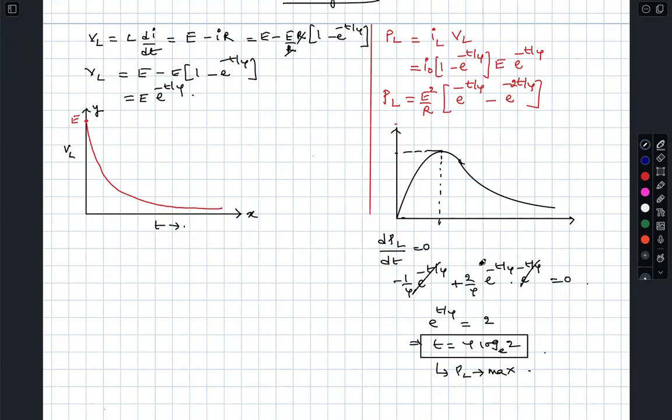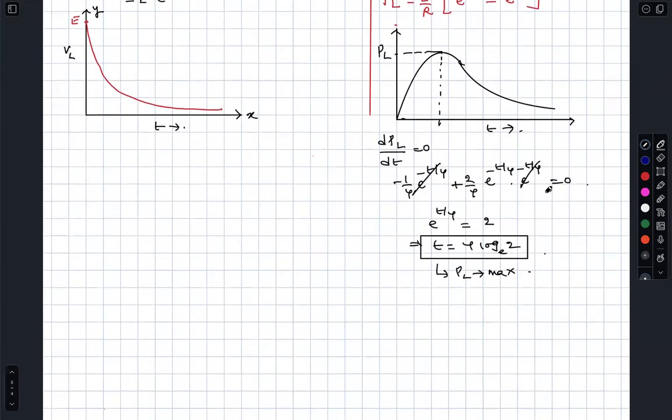Next aspect, the power graph, the PL versus T graph, all that I have done. Also, please note that while a current I is passing through this, the potential drop across the inductor is L di by dt. Power dropped across the inductor is VL into IL, voltage into current.